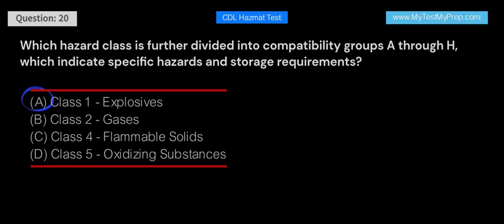Answer A. Class 1 explosives is further divided into compatibility groups A through H. These groups indicate specific hazards and storage requirements for each type of explosive material, helping to ensure their safe transportation and handling.